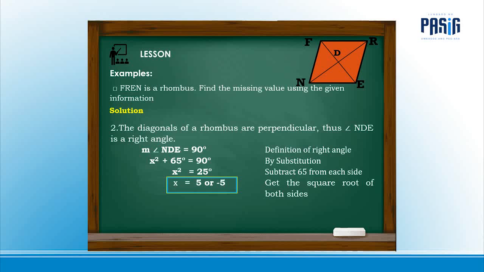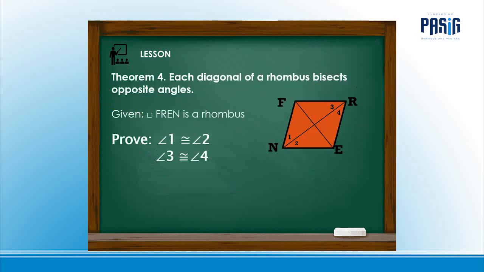And then, the resulting equation now will be x squared equal to 25 degrees because we subtract 65 from each side. And then, get the square root of both sides. So therefore, the value of x is 5 or negative 5. So now let us proceed to theorem number 4, in which each diagonal of a rhombus bisects opposite angles.